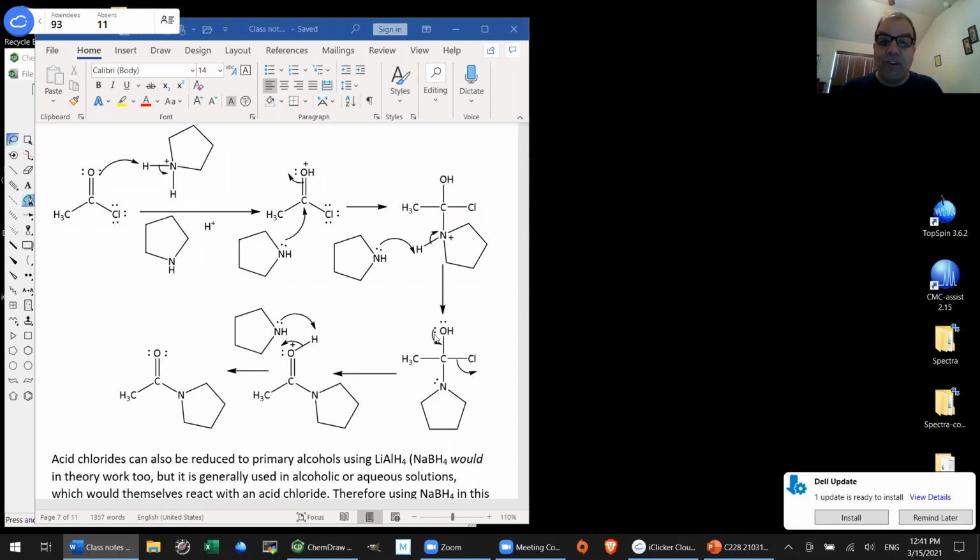Now we can use an electron pair off the OH group, off that oxygen, in order to kick out the chloride. And you say, well, can't we use the lone pair on nitrogen? Sure you can.